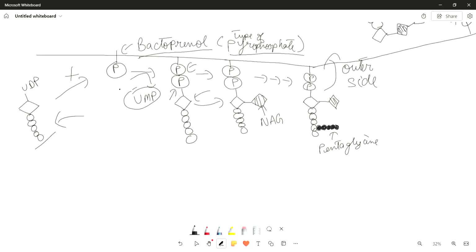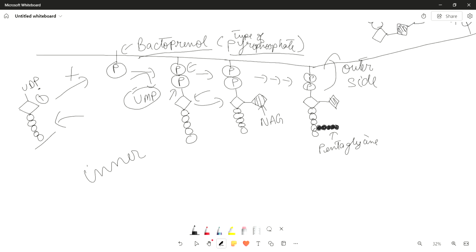But before that, we actually remove the UMP. If we remove the UMP, we're left with one phosphate here, not two as before. That phosphate will join with the phosphate of the bactoprenol, and now we have our complex sitting on the bactoprenol, on the inner side of the plasma membrane. So let's say this is the inner side of the plasma membrane.